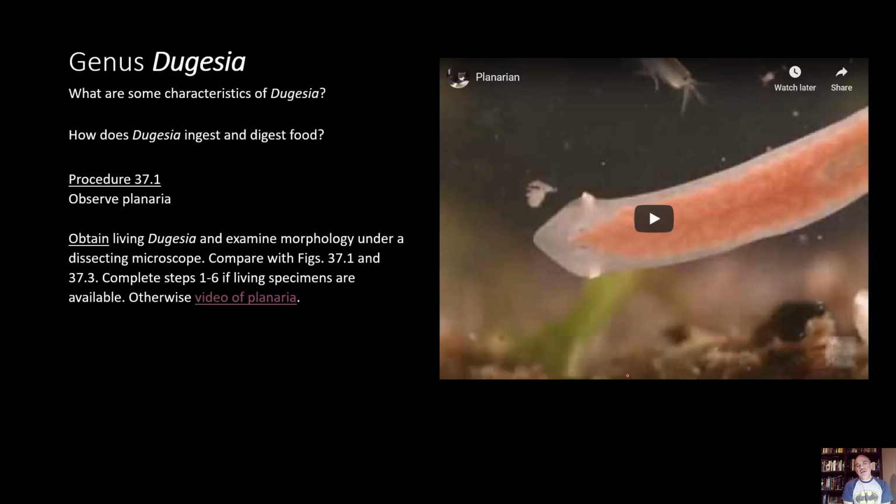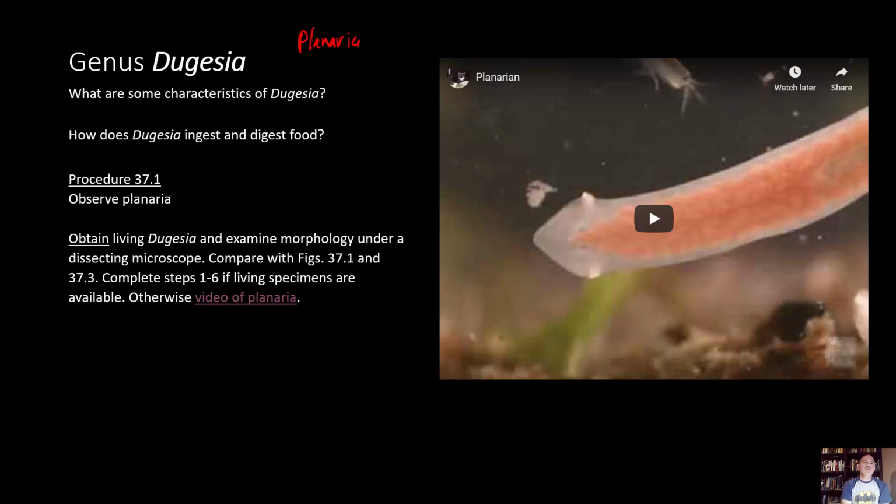So, looking at the genus Dugesia, you need to know that one. Again, it's commonly called the Planaria. So if you ever get asked about Planaria, they are talking about the genus Dugesia and asking what are some of the characters of Dugesia. Well, it's free living. It's freshwater. It has all the characteristics we were mentioning earlier for flatworms. And it asks, how does Dugesia ingest and digest food? And so we can get a handle on that by doing procedure 37.1.